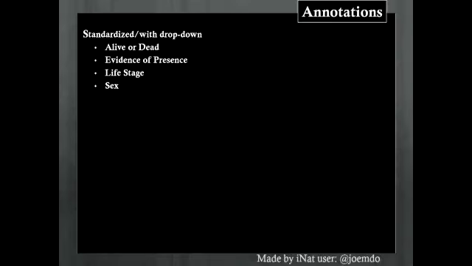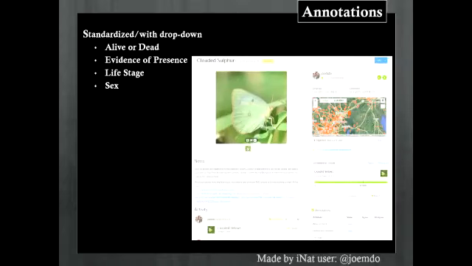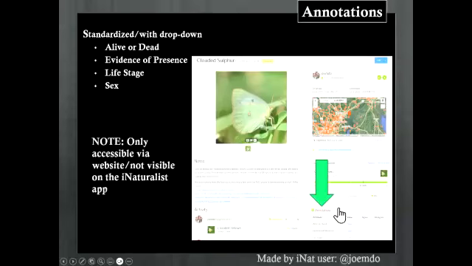Evidence of presence, that's if you find the actual organism. If you find maybe just a piece of a broken wing, you can mark it as such. Then there's the life stage, and then there's the sex, so if it's a male or a female, sometimes you can tell. So this is an example of a butterfly that I posted here on July 14th, a clouded sulphur, and down here at the bottom is where you can see the annotation section.